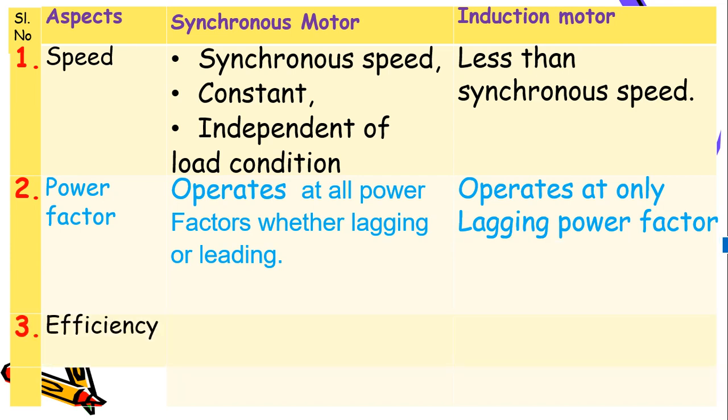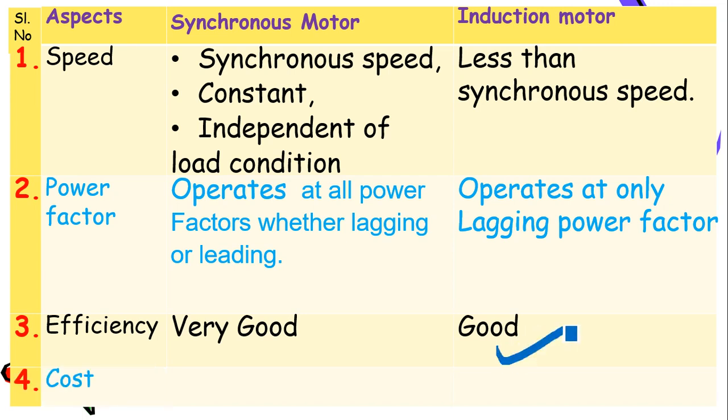And the next part is about efficiency. The same capacity machine, the synchronous motor will be having higher efficiency and the induction motor will be having comparatively lesser efficiency. And the cost part, for the same capacity machine, synchronous motor will be having higher cost owing to its construction. It is requiring stator, rotor and a separate exciter, so it is a costly part. And the induction motor will be having comparatively cheaper cost.